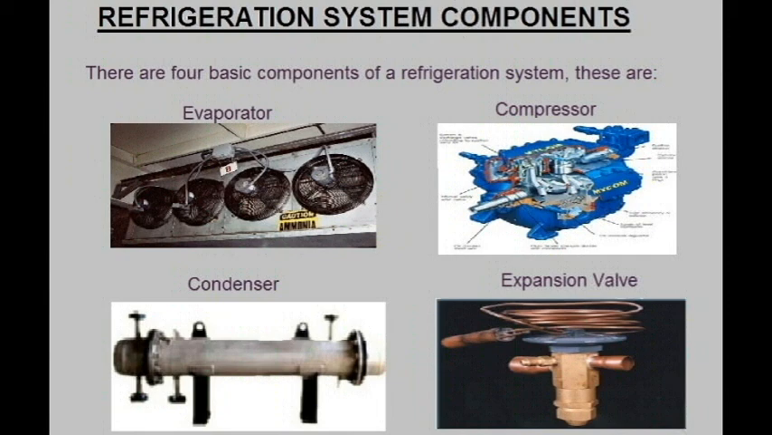Refrigeration system components. There are four basic components of a refrigeration system. These are the evaporator, compressor, condenser, and expansion valve. In order for the refrigeration cycle to operate successfully, each component must be present within the refrigeration system.